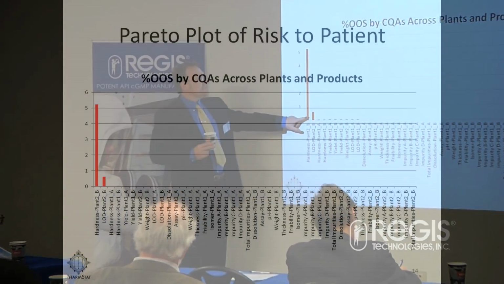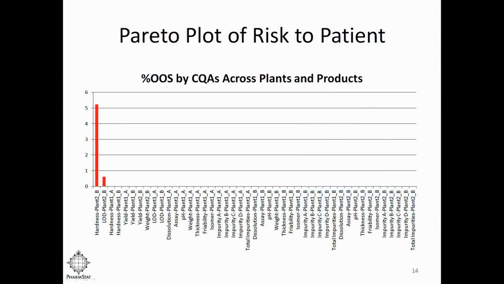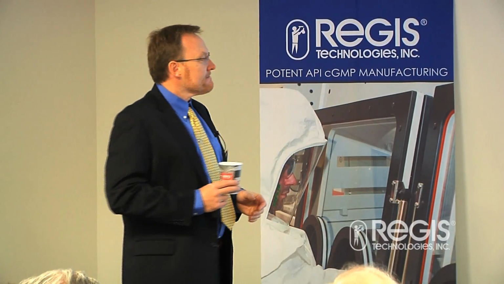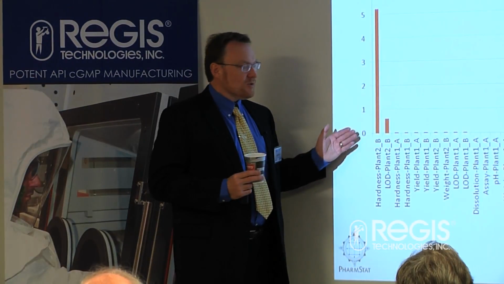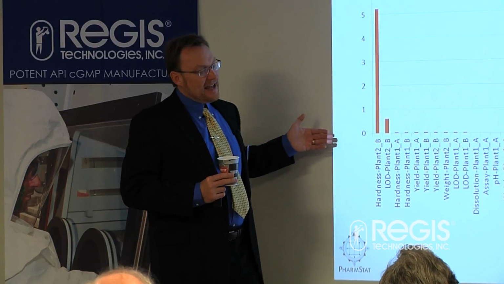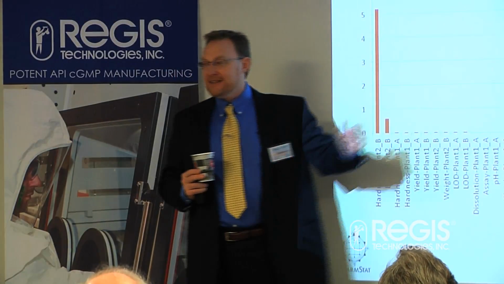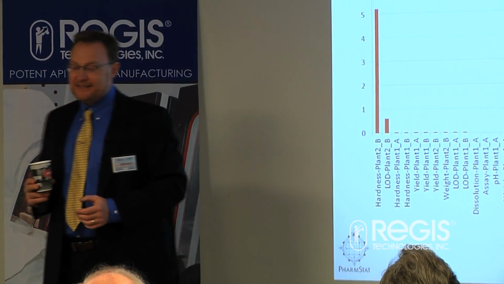That common ground is in the percent OOS. Because the percent OOS is directly related to the probability of recalls. It's directly related to the probability of risk to the patient, at least by how we've defined our specifications. And it is a way to rank everything from that previous slide on a common axis.